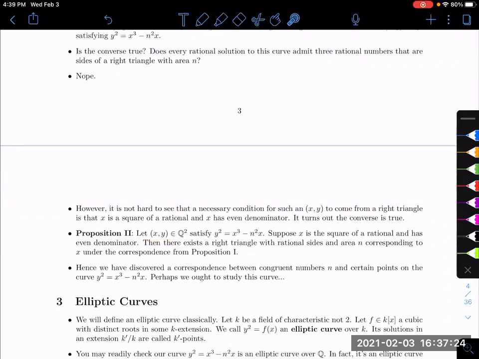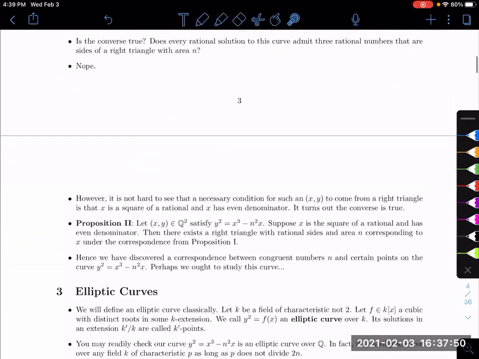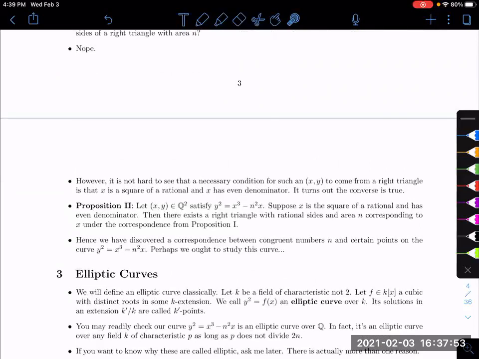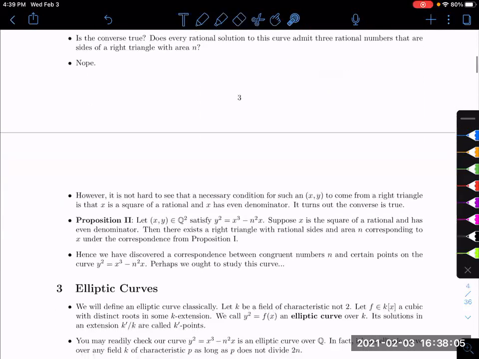Let x and y satisfy this elliptic curve, and suppose x is the square of a rational and has an even denominator. Then there exists a right triangle with rational sides and area n corresponding to x under the correspondence from that first proposition up here. So in other words, points on this elliptic curve that satisfy this condition on x are in one-to-one correspondence with right triangles with area n and rational side length. So I wrote that here.